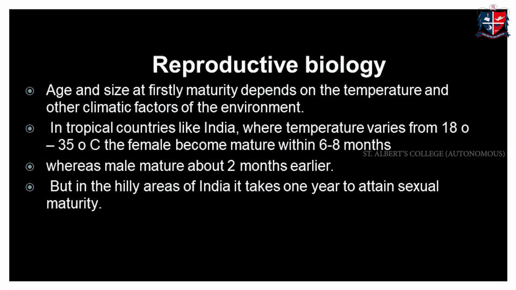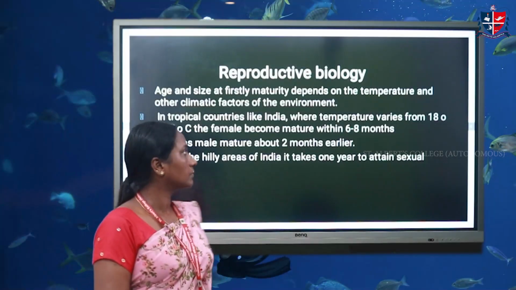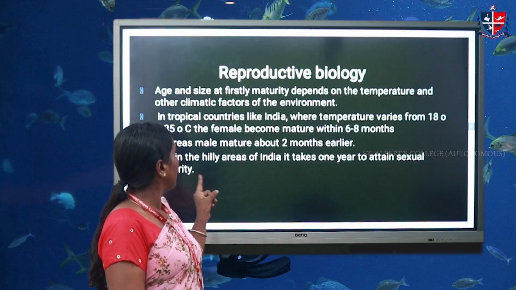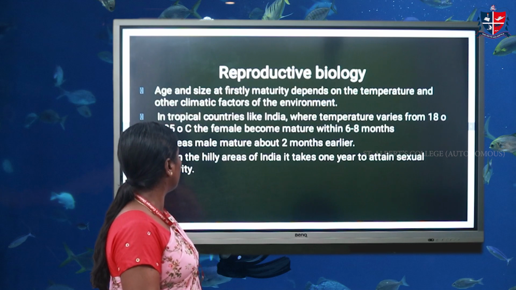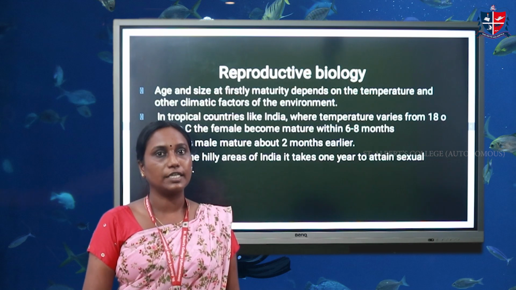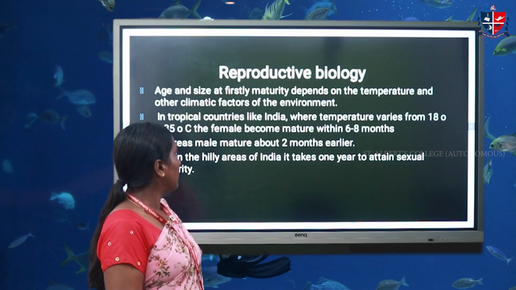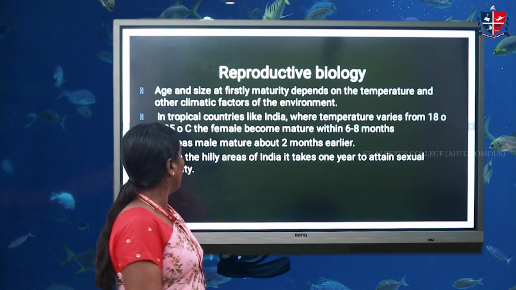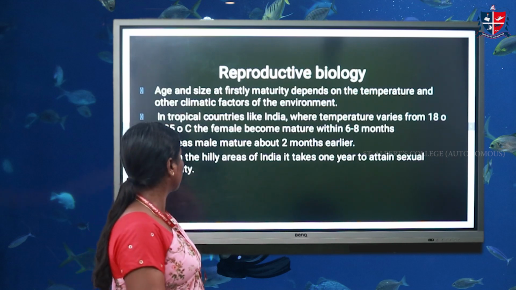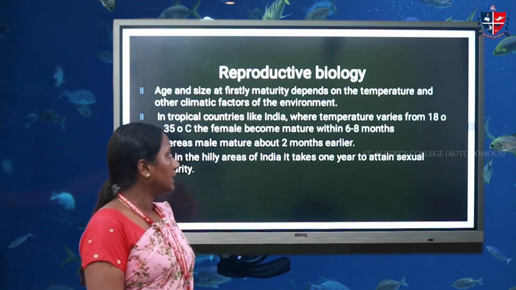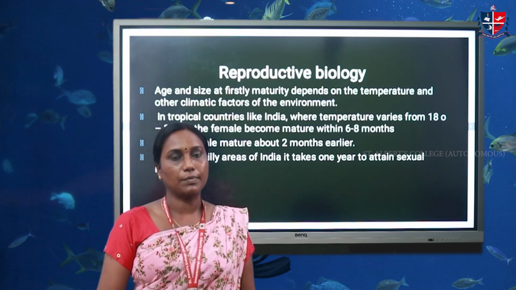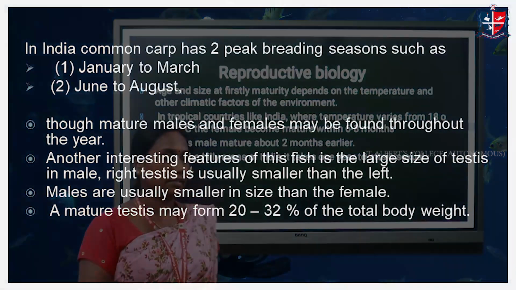Next is common carp reproductive biology. Age and size at maturity depends on the temperature and other climatic factors of the environment. In tropical countries like India, where temperature varies from 18 to 35 degrees centigrade, the female becomes mature within 6 to 8 months, whereas male matures about 2 months earlier. But in the hilly areas, it takes more than 1 year to attain sexual maturity. It needs a warm temperature for earlier sexual maturity.